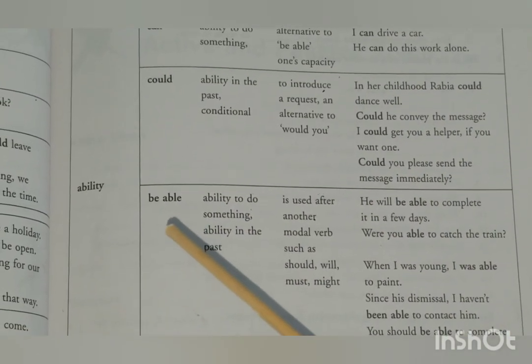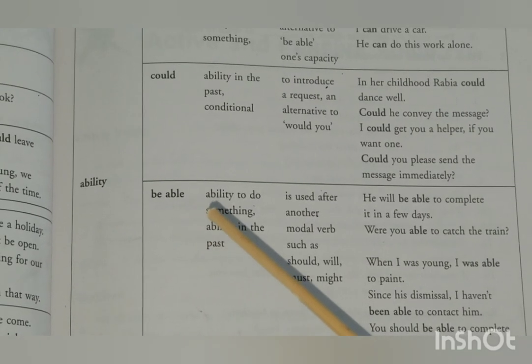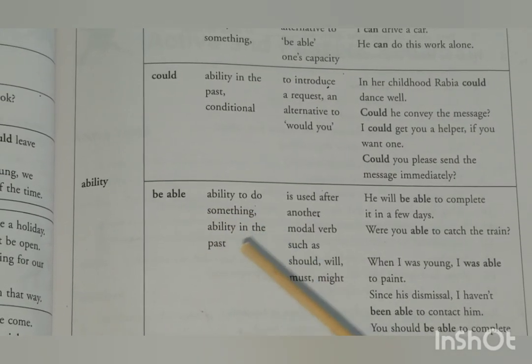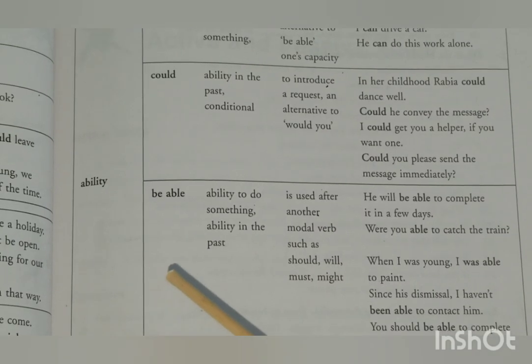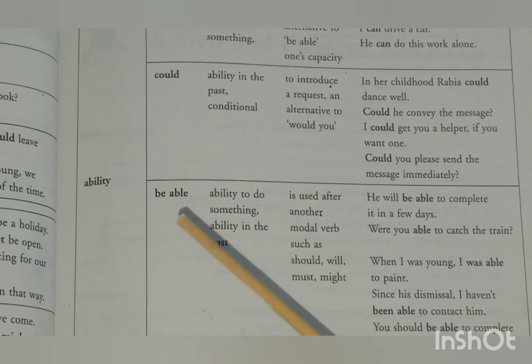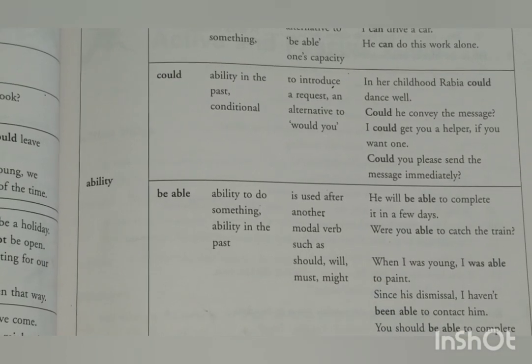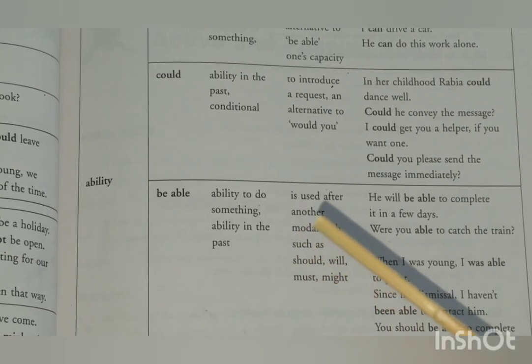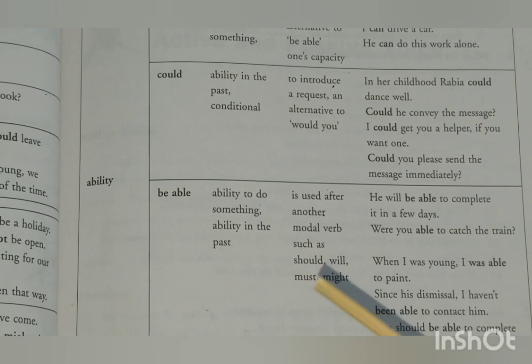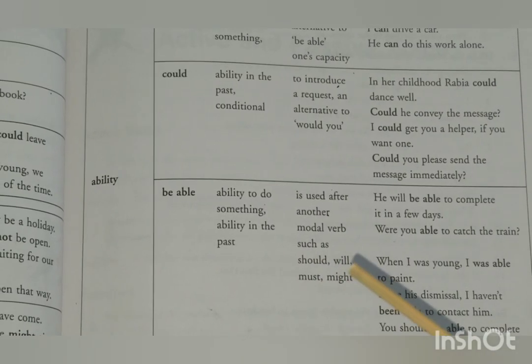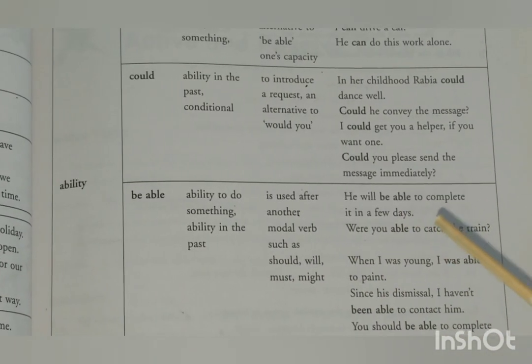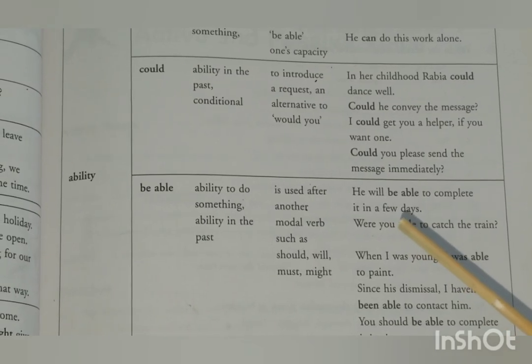Now the third model, be able, ability to do something, ability in the past. Is used after another model such as should, will, must, might. He will be able to complete it in a few days.